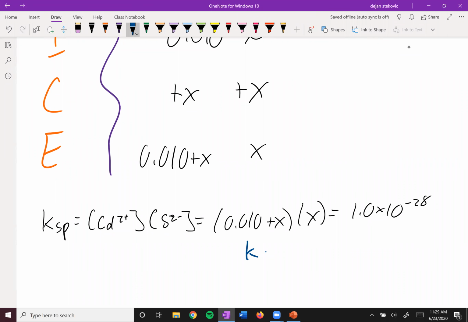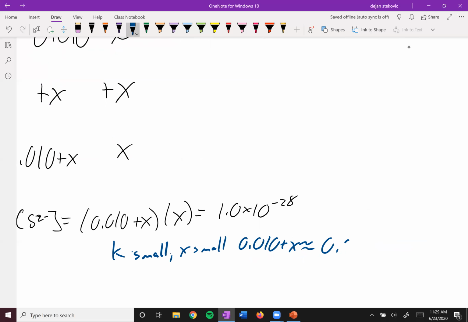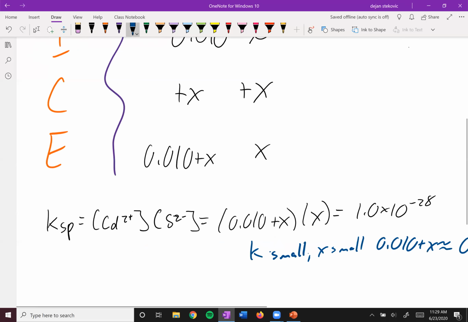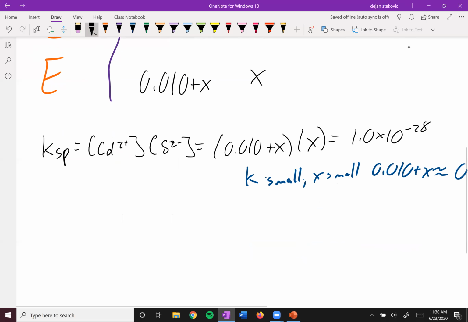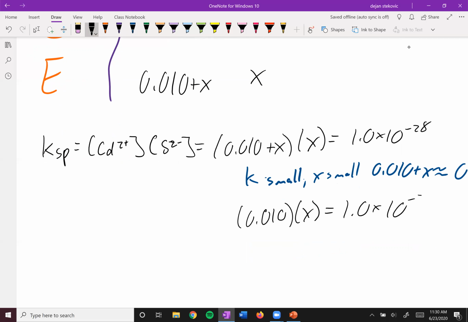And so we can then use our assumption. We know Ksp is very small, and so X is going to be small, and so 0.010 plus X is going to be approximately equal to 0.010. And so then we can just write 0.010 times X is equal to 1.0 times 10 to the negative 28. Solve for X, and you'll get 1.0 times 10 to the negative 26.